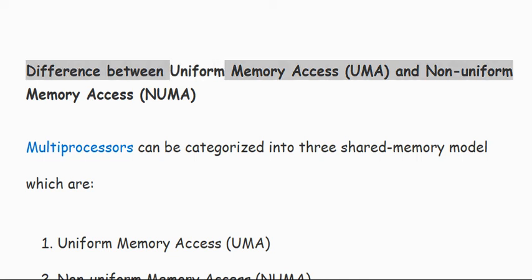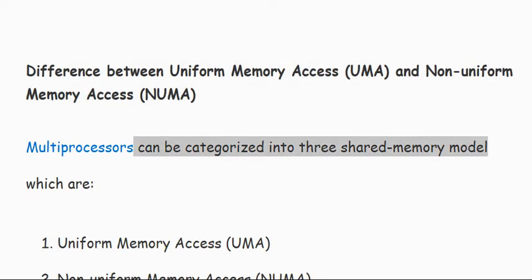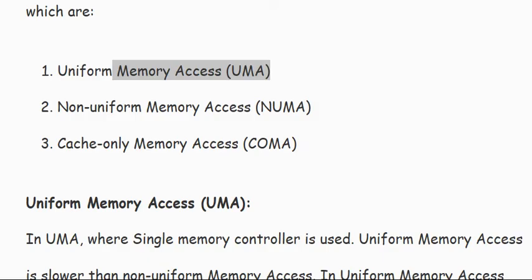Difference between Uniform Memory Access (UMA) and Non-Uniform Memory Access (NUMA). Multiprocessors can be categorized into three shared memory models, which are Uniform Memory Access (UMA), Non-Uniform Memory Access (NUMA), and Cache-only Memory Access (COMA).